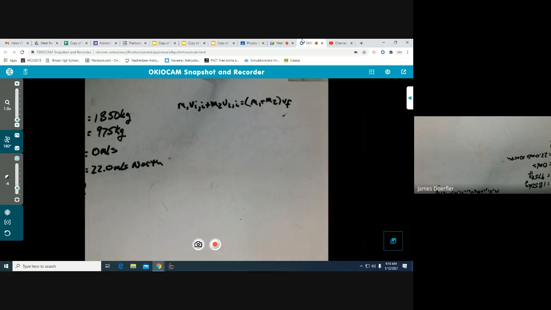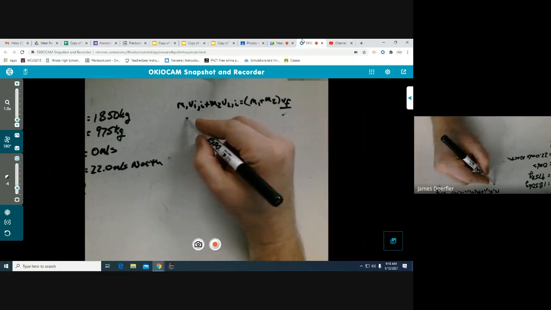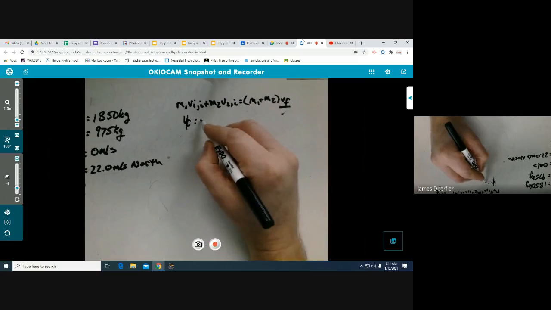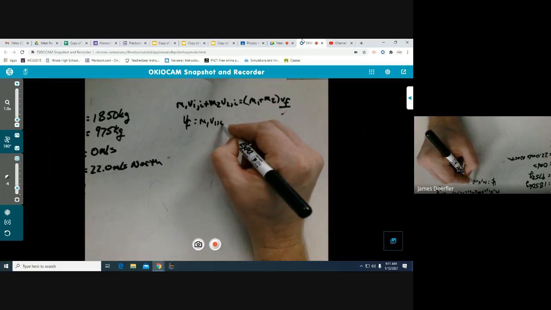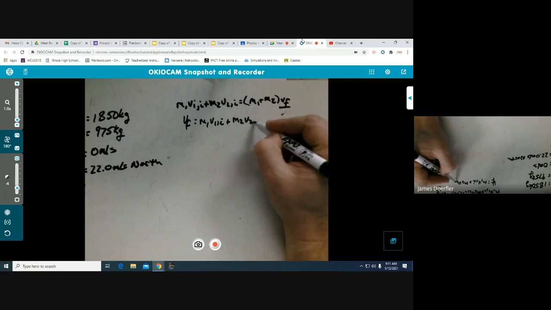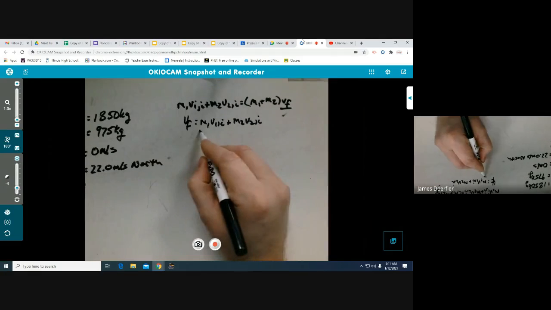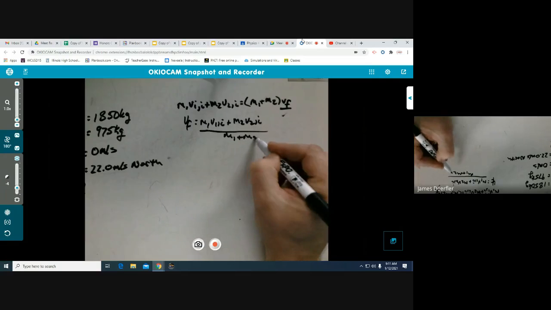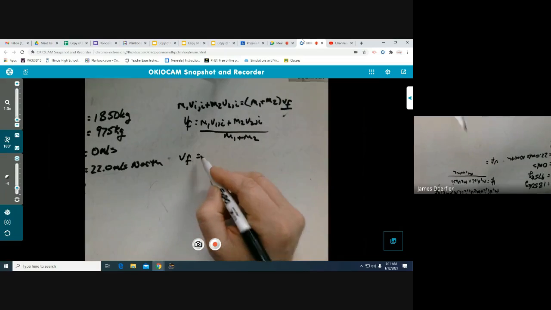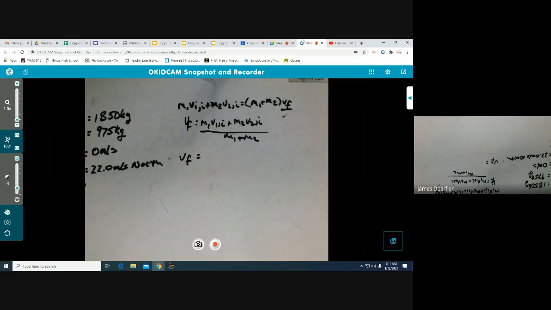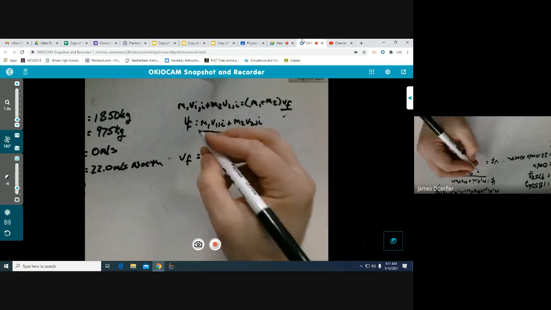Exactly. We're trying to figure out what the final velocity is of the two cars together. So rearranging to solve for VF, we're going to get M1 V1I plus M2 V2I divided by M1 plus M2. Again, by this point, you might already have some shortcuts, if you will, to these, but I always put in everything that goes along here.